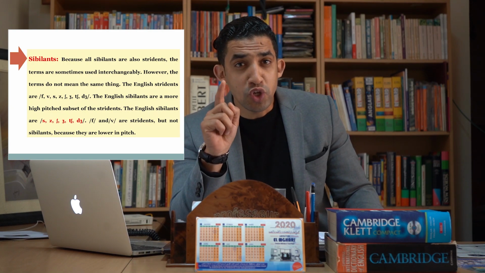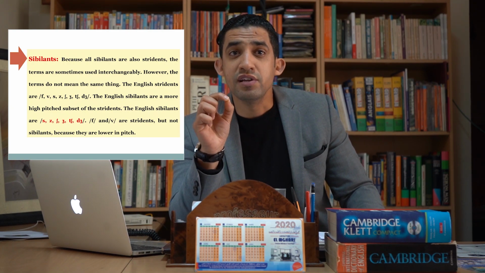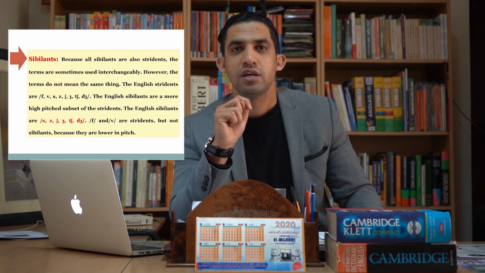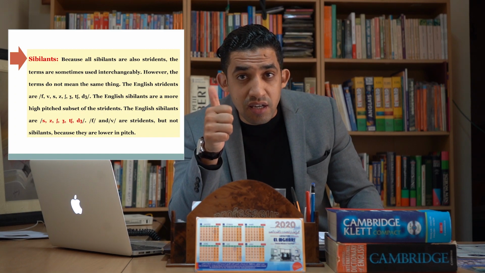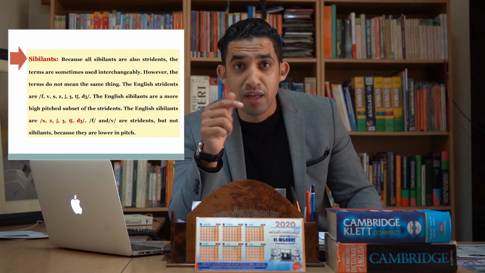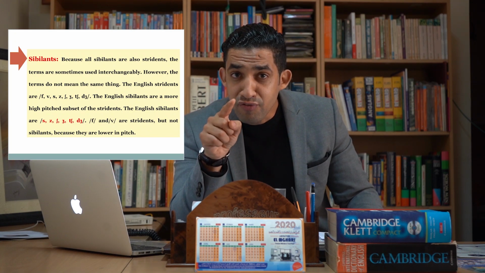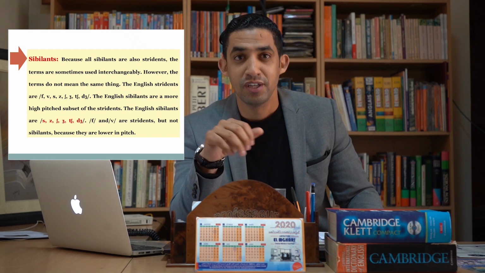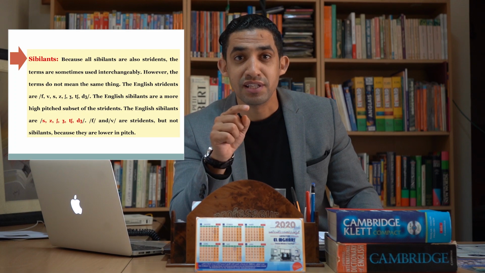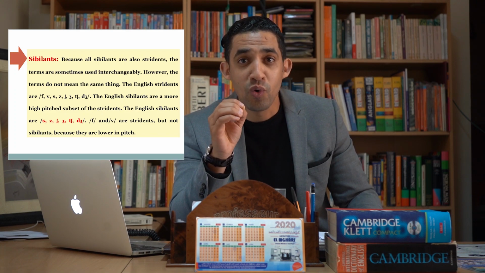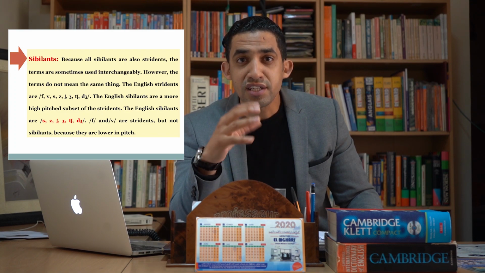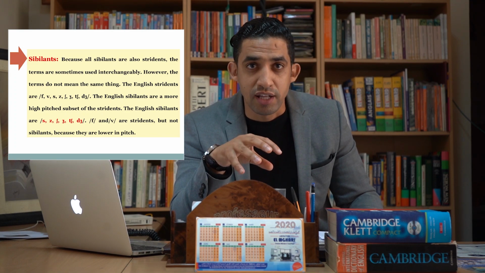However, the terms do not mean the same thing. The English sibilants are a more high-pitched subset of stridents. The English sibilants are s, z, sh, zh, ch, and j, which means that f and v are excluded, which means that f and v are stridents but not sibilants because they are very low in pitch. So sibilants are exactly another subset of stridents.